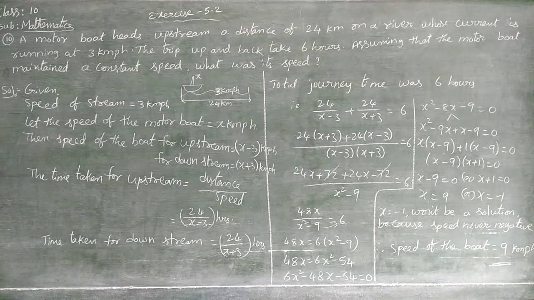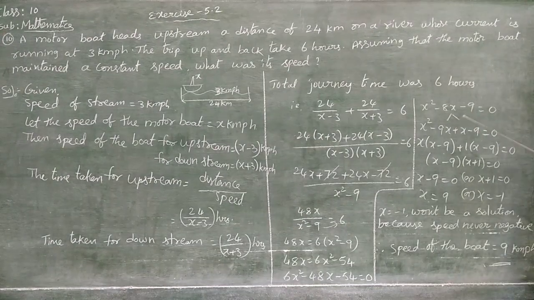Do the cross multiplication. 6 times of x square minus 9 is multiplied with 6. 6x square. 6 9s are 54. Plus 48x on this side, minus 48x. Take 6 common. X square. 6 8s are 48. 6 9s are 54, equal to 0. Send the 6 that side. Then you are getting x square minus 8x minus 9 equal to 0.